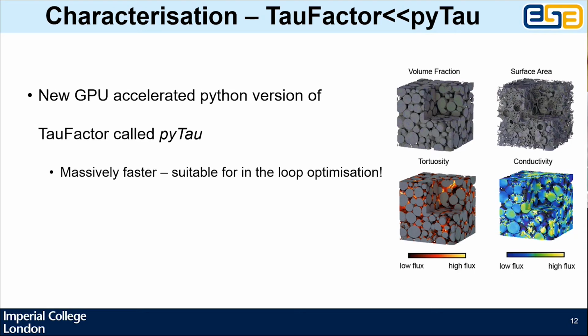solver software package that we've released open source called Tau Factor, which will extract for you key relevant battery microstructural metrics. So whether that's simple things like volume fractions and surface areas, or slightly more elaborate things like the pore phase tortuosity factor or the solid phase electronic conductivity, this is now a sort of GPU accelerated solver package that can get you these metrics very fast indeed.